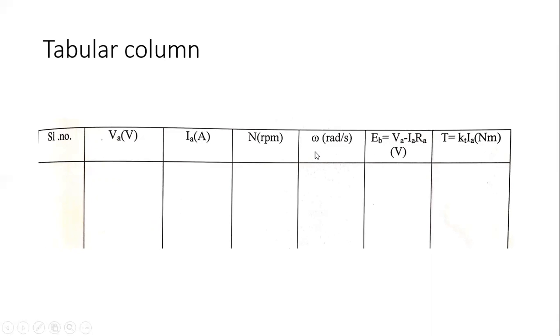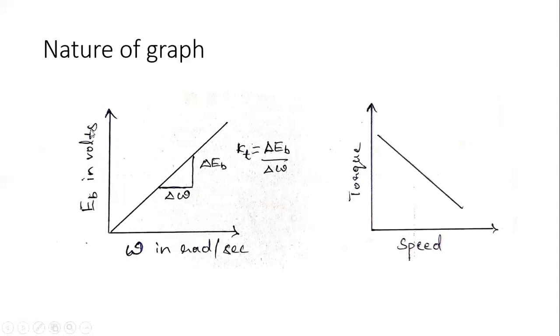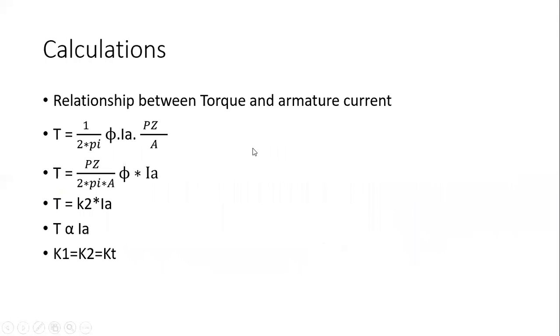And in correspondence to this, we will calculate the constant that we get by finding the slope of this particular characteristic. So now, with these observations in mind, first I will plot the back EMF versus the speed characteristic here. And in correspondence to this, I will find out the slope KT. With this value of KT, now I will be able to find out the torque.